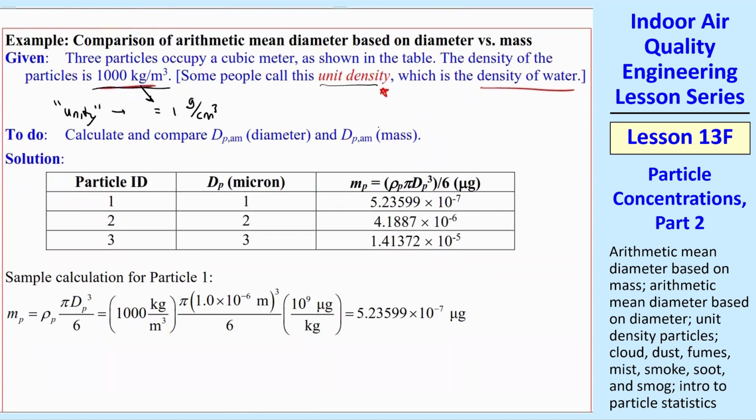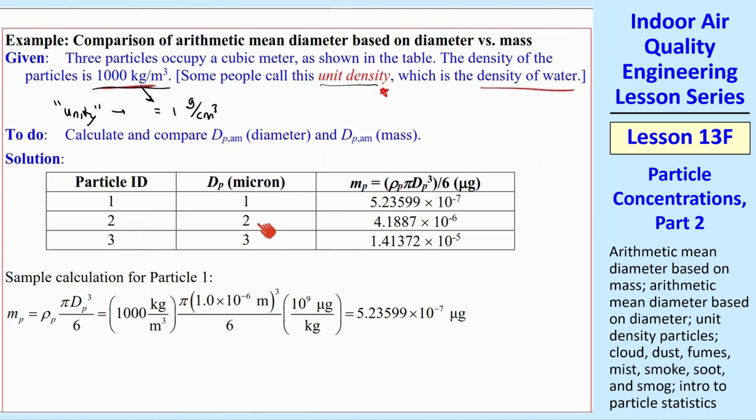So I have these 3 particles. I just labeled them 1, 2, 3. They have micron diameters of 1, 2, 3. So it's very simple. I just made up these numbers. So I had to calculate the mass of each one of these particles separately. All I did was use MP as rho p pi dp cubed over 6.